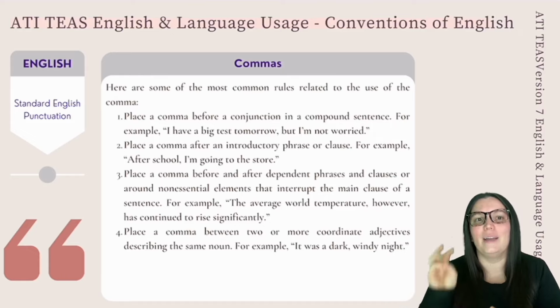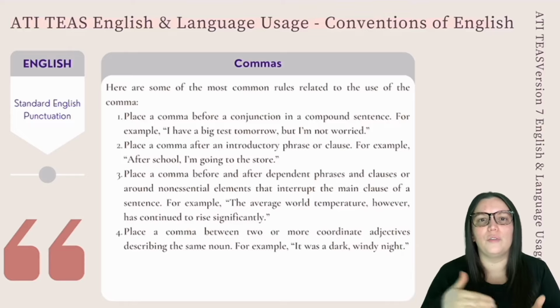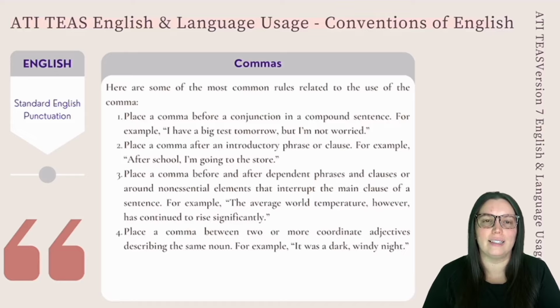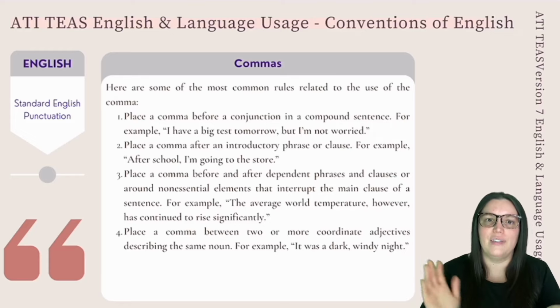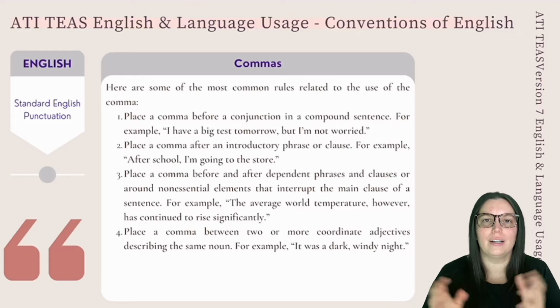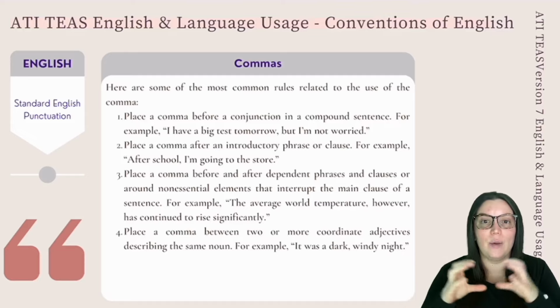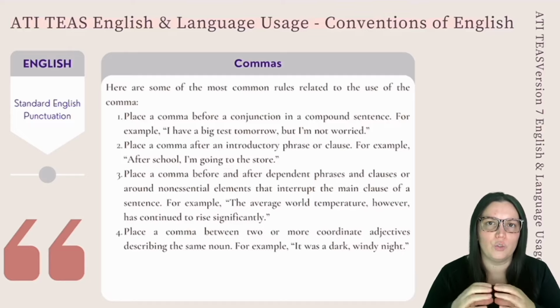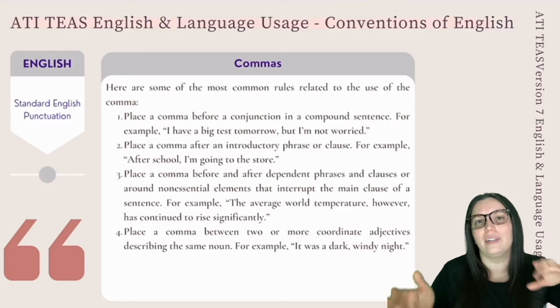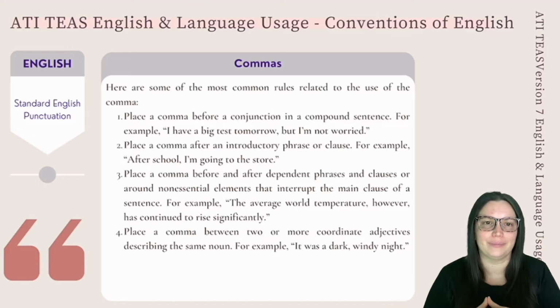Number 3, place a comma before or after dependent phrases and clauses and around non-essential elements that interrupt the main clause of a sentence. So for example, the average world temperature, comma, however, comma, has continued to rise significantly. However is that interruption between those 2 sentences. So you want to place commas around that word.